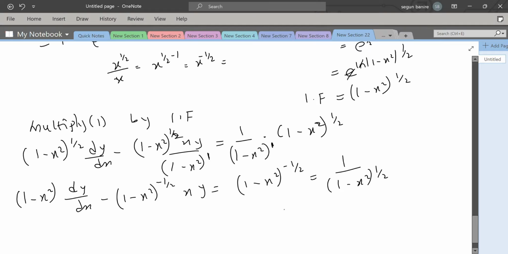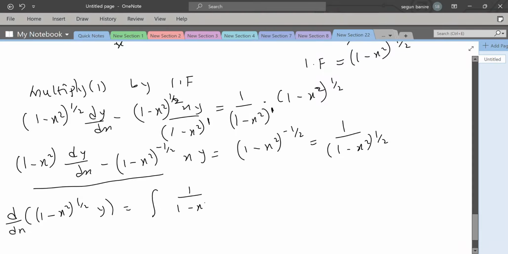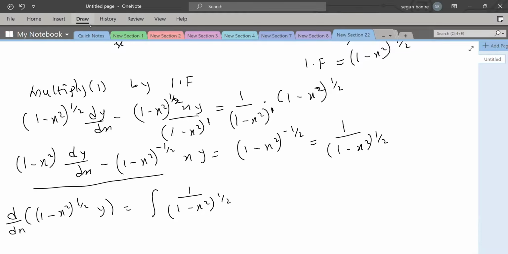So at this point in time, this whole thing on the left can be written as d/ds of the integrating factor, 1 minus s squared raised to the power of 1 over 2, multiplied by y. Then on the other side we have 1 over 1 minus s squared raised to the power of 1 over 2. Sorry, let me remove the integral I wrote there.